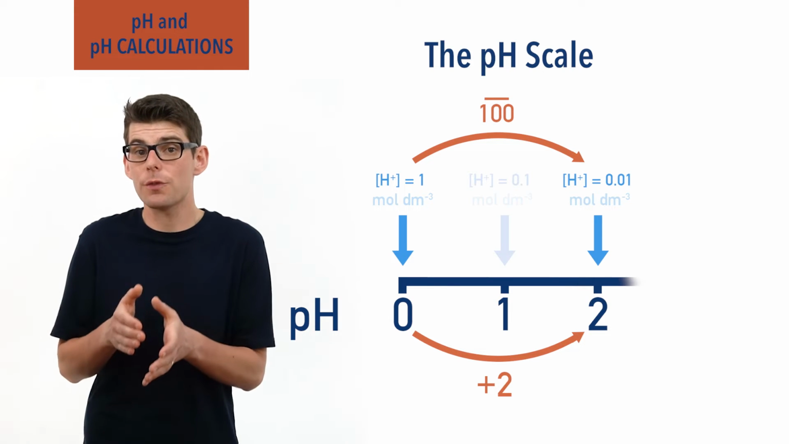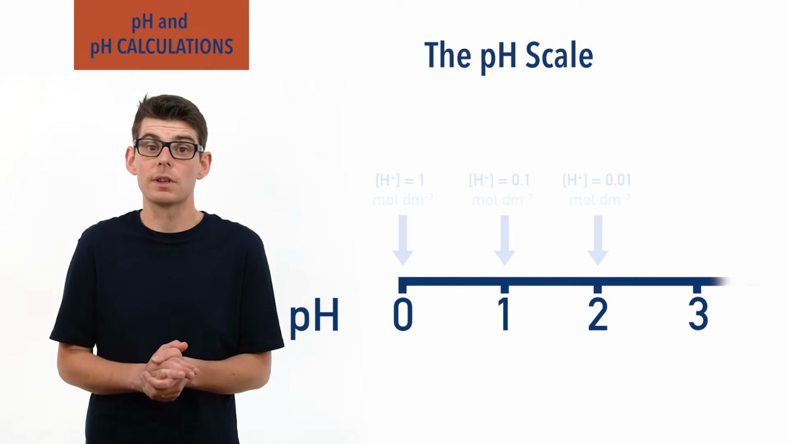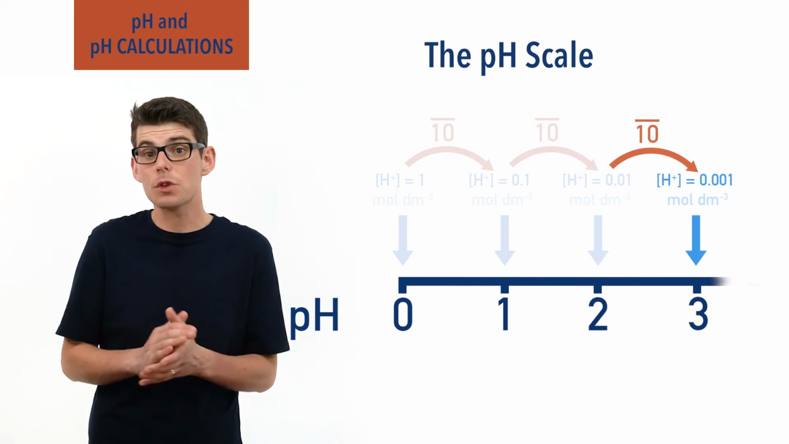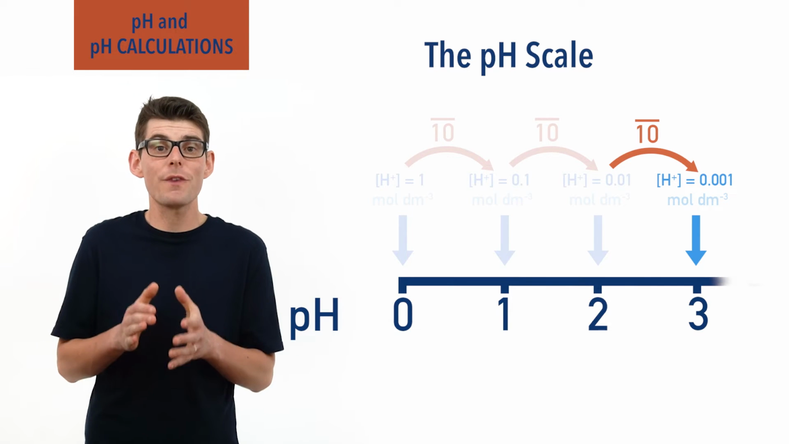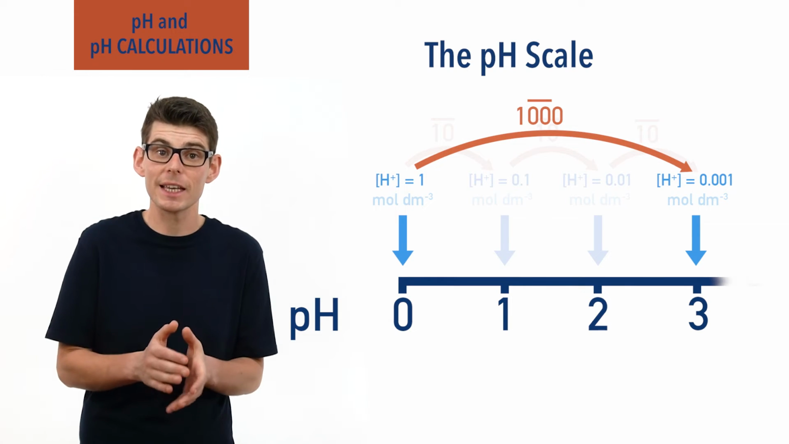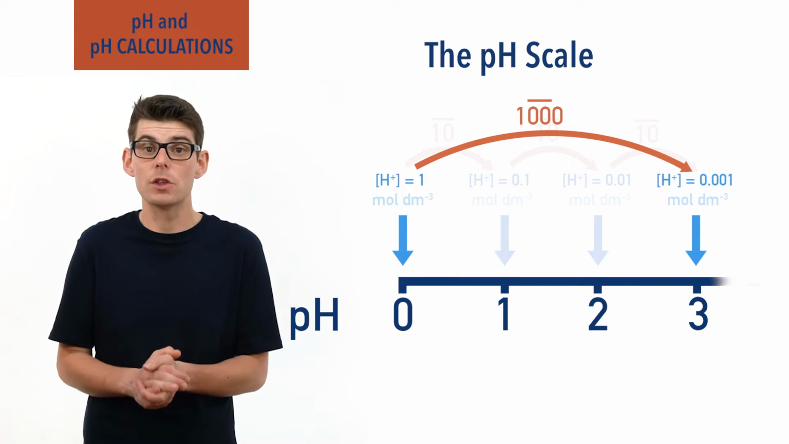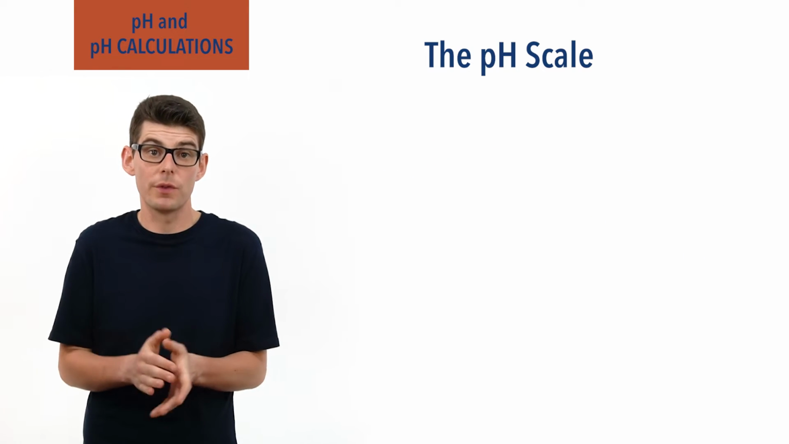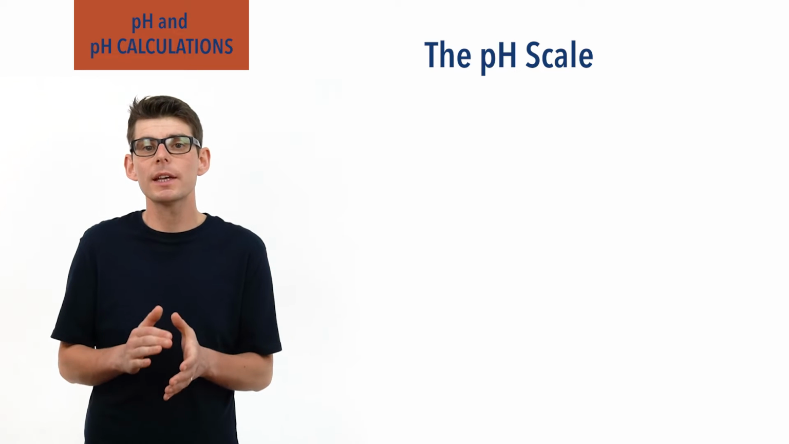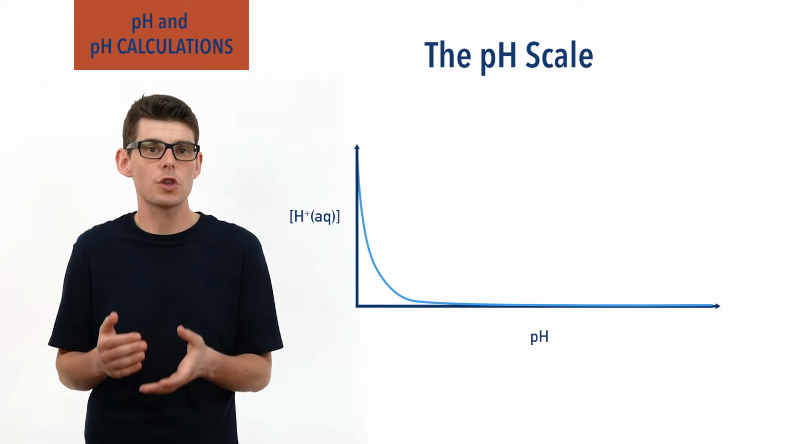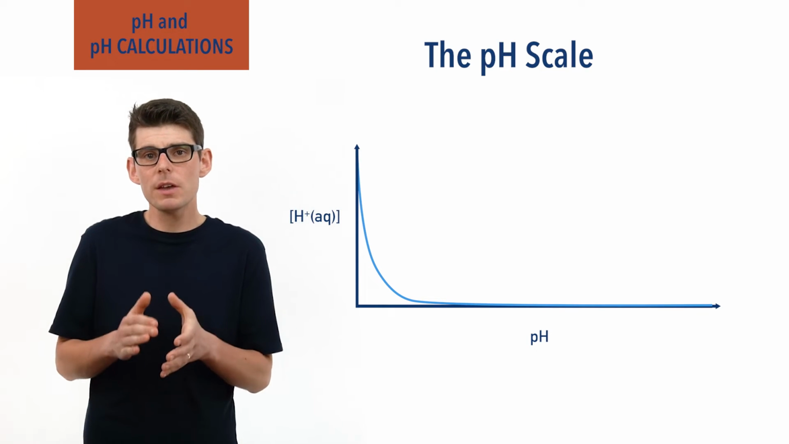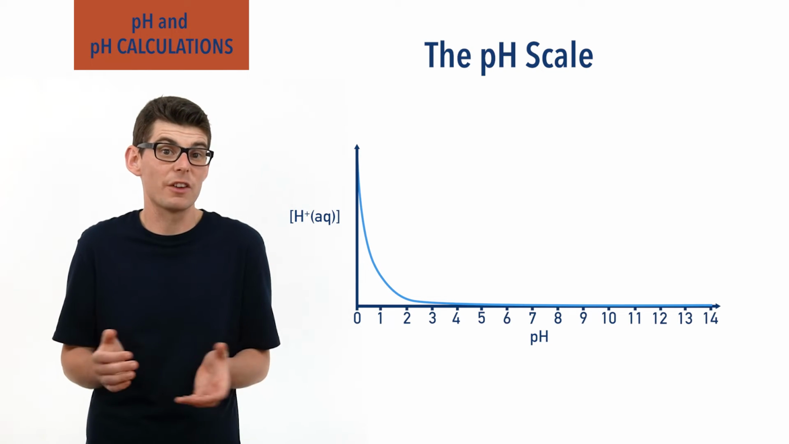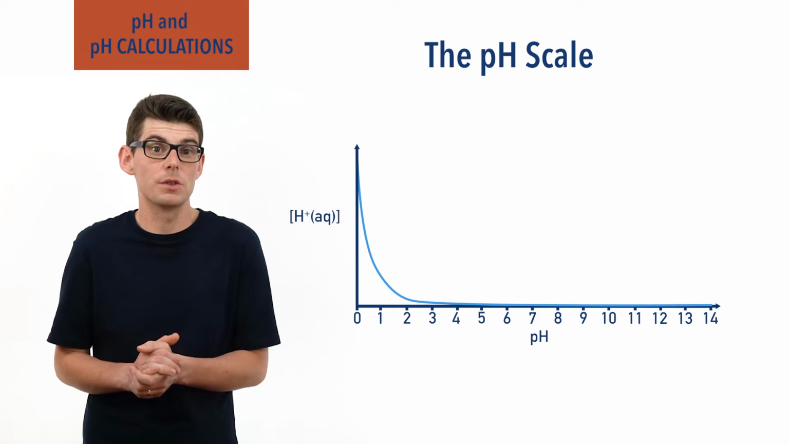Going up to pH 3 would decrease the H+ ion concentration by 10 times again, making a solution with a pH of 3 1,000 times less acidic than for a solution with a pH of 0. If we were to show this on a graph for more pH values, you would get what is called an exponential shape. The pH scale runs from 0 to 14, although solutions can have pH values outside of this range.